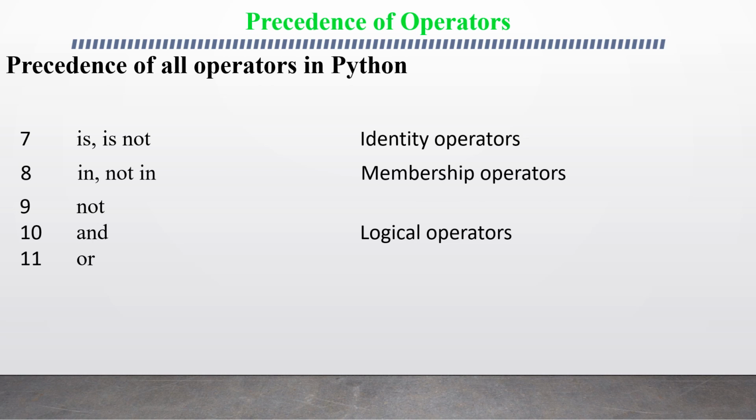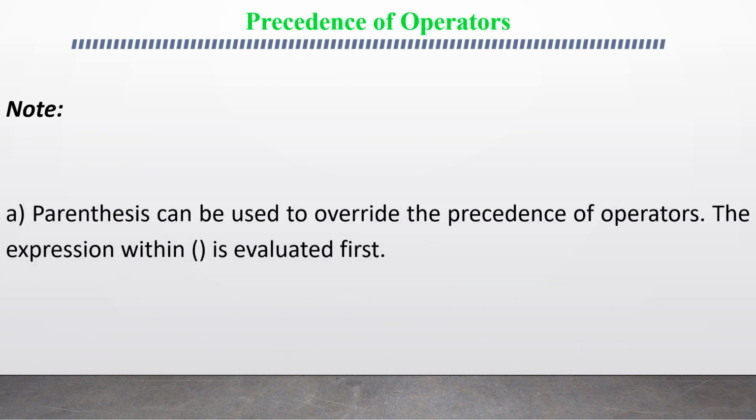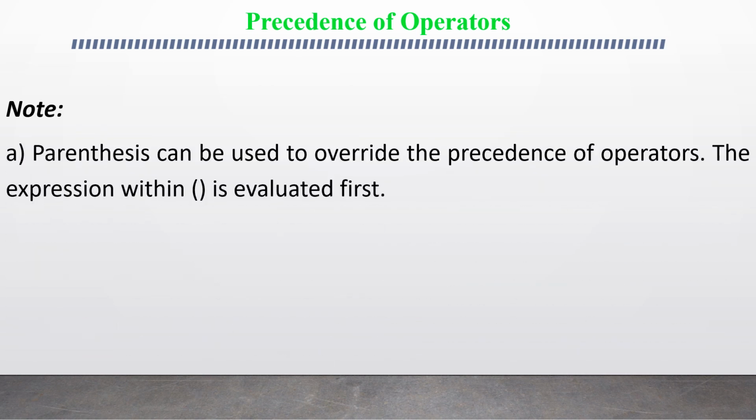This precedence of operators can be overridden. How? Parentheses can be used to override the precedence of operators. That is, in an expression, if you write the operators along with the operands within a parenthesis, that is within a small bracket, those will be evaluated first.